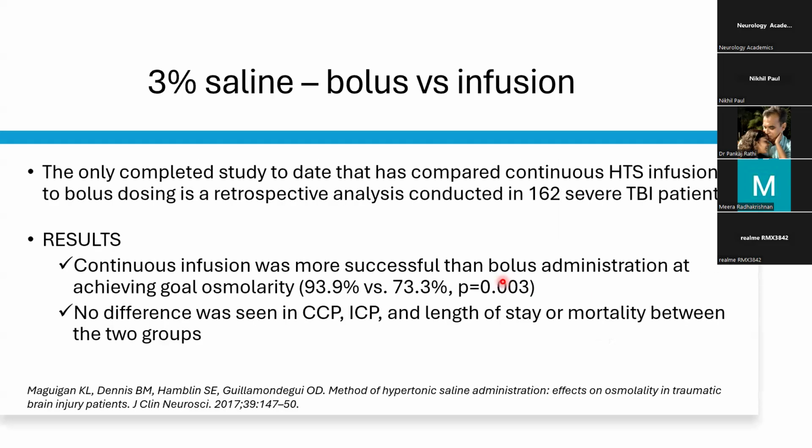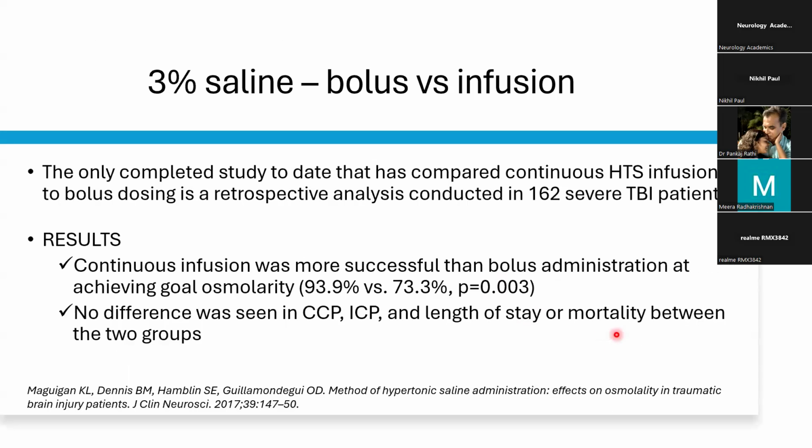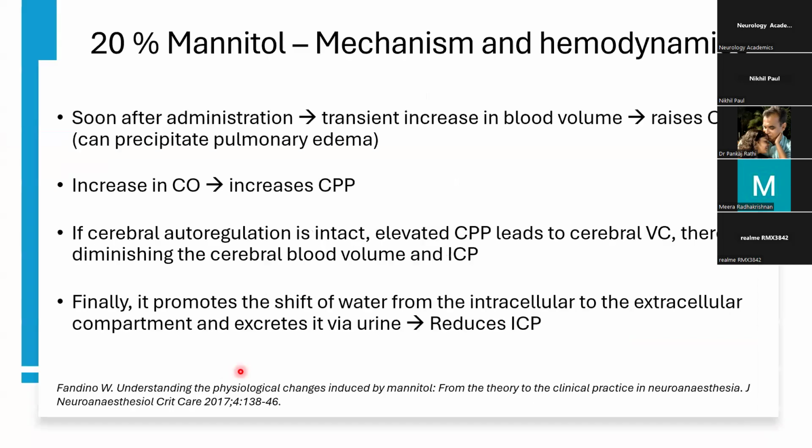So whether to give bolus or infusion, again, there are not many studies on this. There was one which compared both in traumatic brain injury patients, and it showed that continuous infusion was more successful for achieving the osmolality. However, no difference was seen in the other aspects. So maybe infusion therapy might be a bit better.